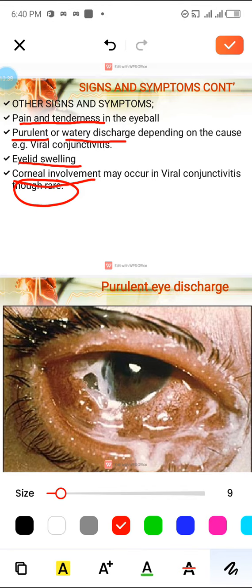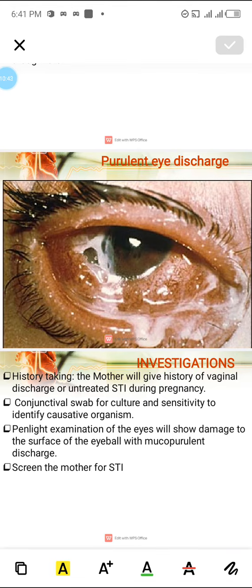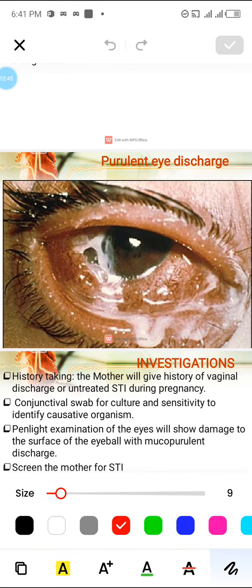If you look at this eye below, check out the eye. This eye is infected. This is the pus, the one I was calling mucopurulent discharge. So this is pus, which is being discharged. Then if you look at the eye, there is hyperemia, meaning that this eye is reddish and the conjunctiva is swollen. The eyelids are inflamed as well. So this is what you're going to find.